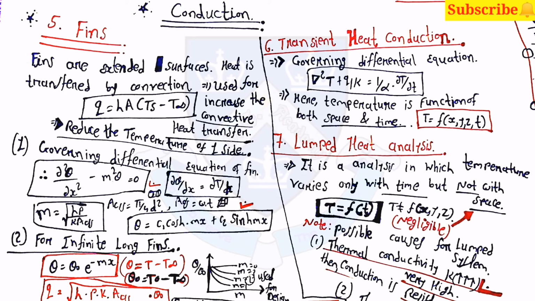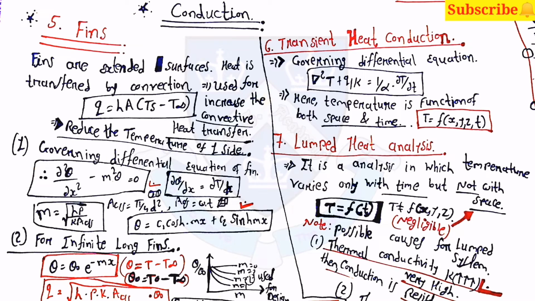As you can see here, the first concept in the second chart is fins. Fins are extended surfaces, and heat is transferred by convection. They are used to increase the convective heat transfer and reduce the temperature of one side. The equation will be Q is equal to hA into Ts minus T infinity. Then, the governing differential equation for a fin.